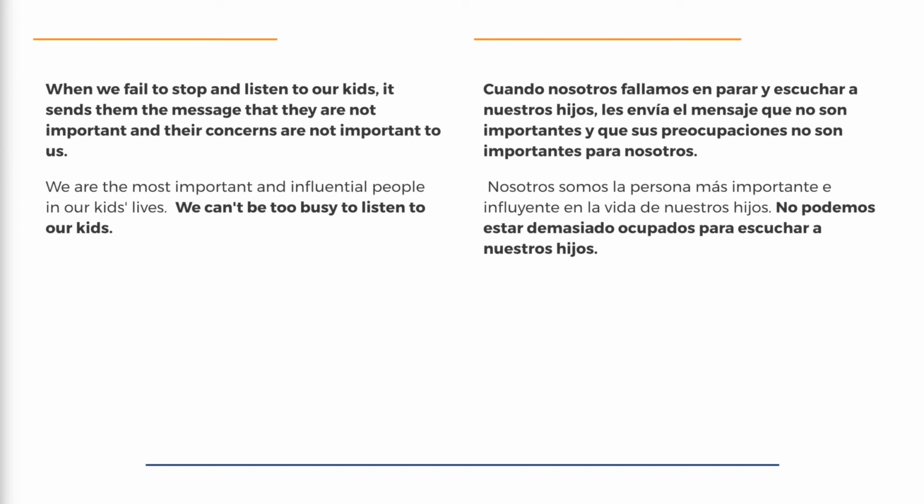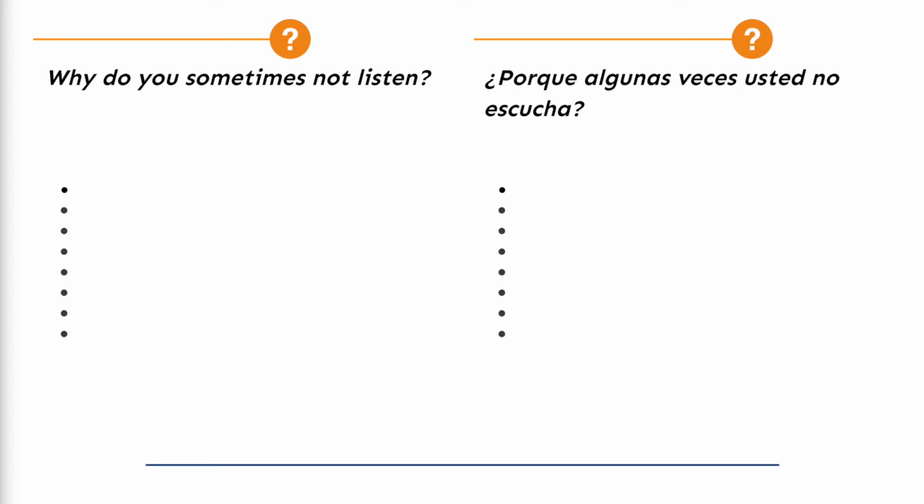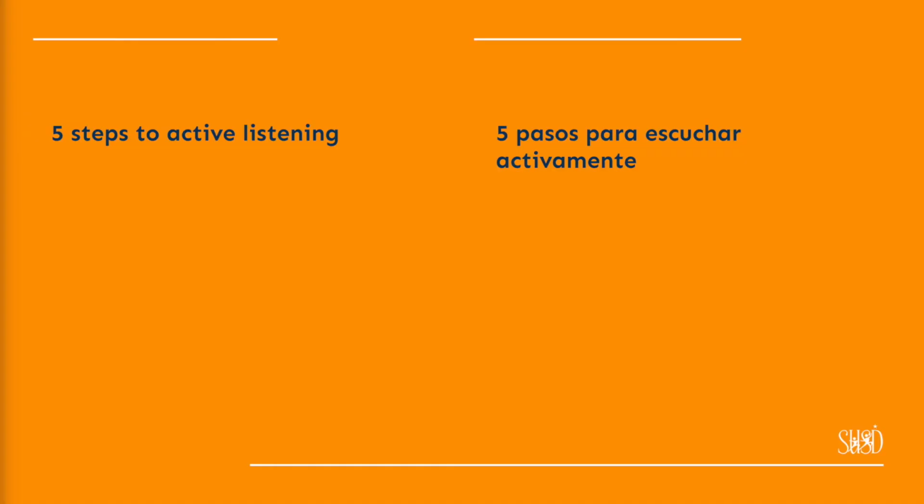When we fail to stop and listen to our kids, it sends them the message that they are not important and their concerns are not important to us. We are the most important and influential people in our kids' lives. We can't be too busy to listen to our kids. Why do you sometimes not listen? Common answers are too busy, too overwhelmed, or just due to my own stress. Next, we'll talk about 5 steps to active listening.